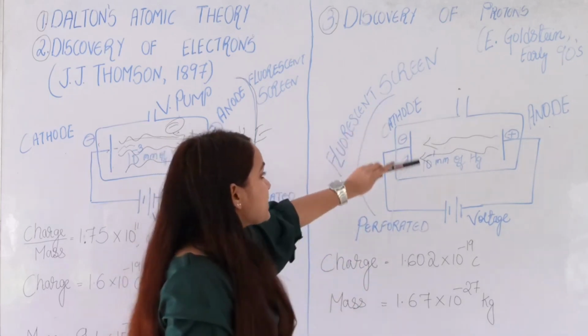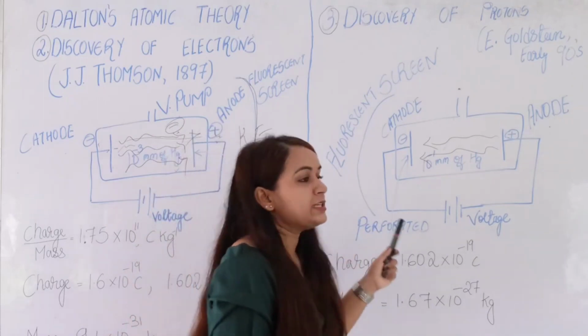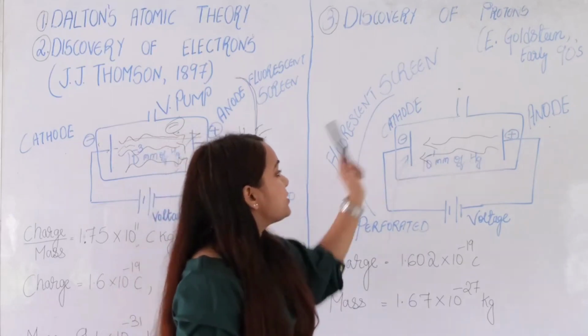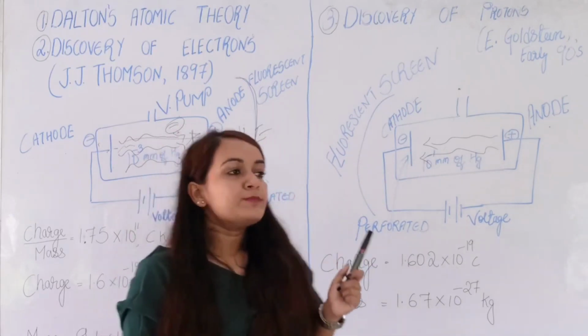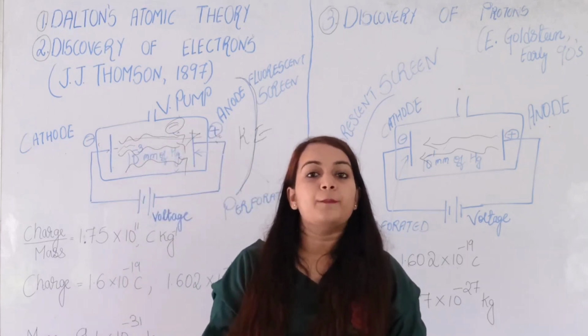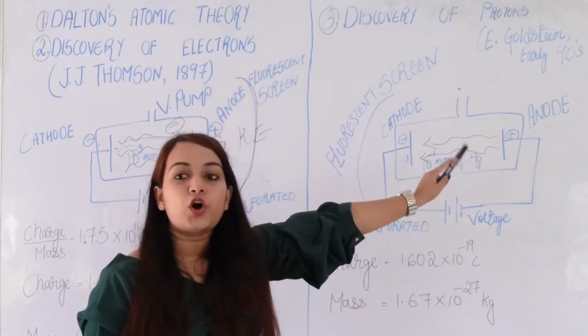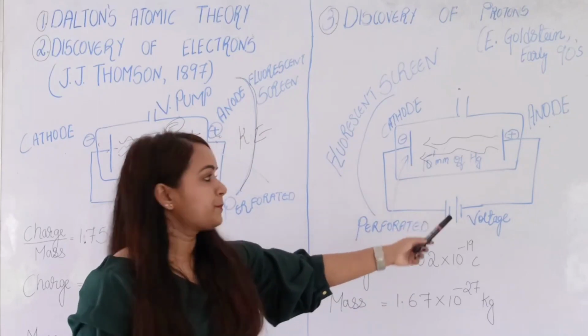So from this experiment, it was concluded that the anode rays have a positive charge, travel in a straight line, and also have kinetic energy. From J.J. Thomson's experiment, it was also concluded that cathode rays are made of electrons. But anode rays are not made of electrons, they are made of gaseous ions.